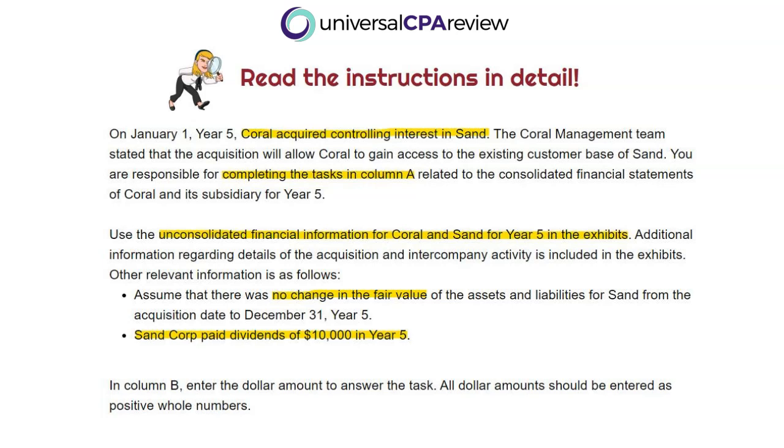One of them is the financial statements for both Coral and Sand for year 5. So we'll need to reference those. We'll flip through the exhibits here in a second. But some additional information that we do need to keep at the top of our mind, right, is that there's no change in fair value of the assets or liabilities for Sand from the acquisition date to the end of the year, right? So that's going to be important. I'll bring it back up when it is time to make sure we understand that. And then it also says that Sandcorp paid dividends of $10,000 in year 5, right? So that is also going to be relevant, especially when we have to go ahead and calculate non-controlling interest.